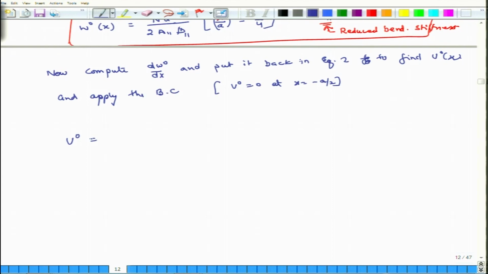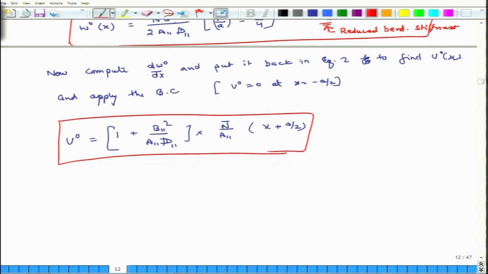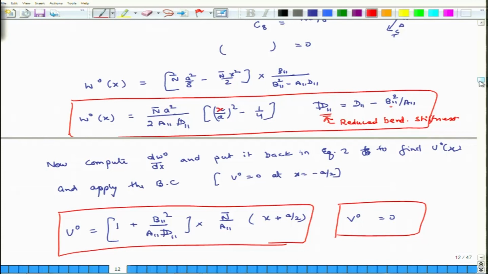u naught is equal to 1 plus b11 square over a11 d11 script, into n over a11 n bar times x plus a over 2. So, this is the expression for u naught, and the expression for v naught is 0. So, now we have solved this problem. Okay. So, we have an expression for u naught, v naught and w naught.